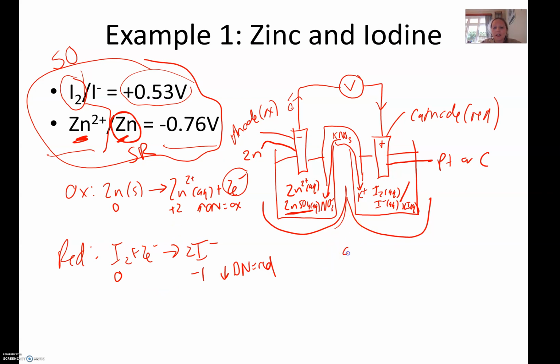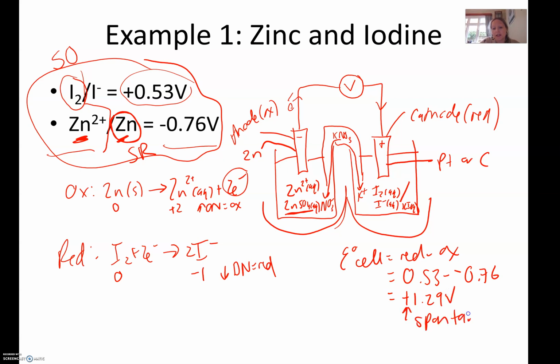What we can do is calculate the cell potential. So the E0 cell is reduction minus oxidation. So what's getting reduced is I2, so it's going to be 0.53 minus 0.76, and we're going to get a value of positive 1.29 volts. Because that's positive, the reaction is spontaneous.